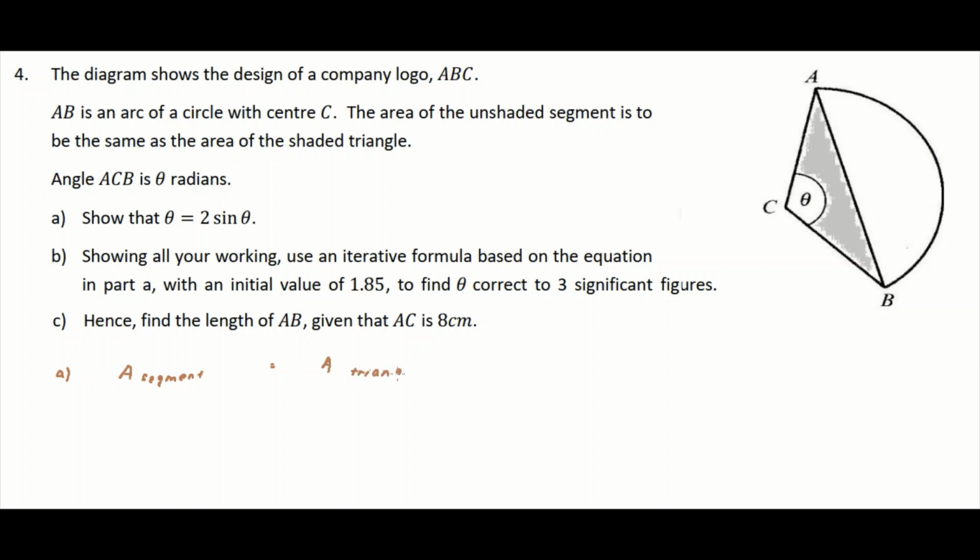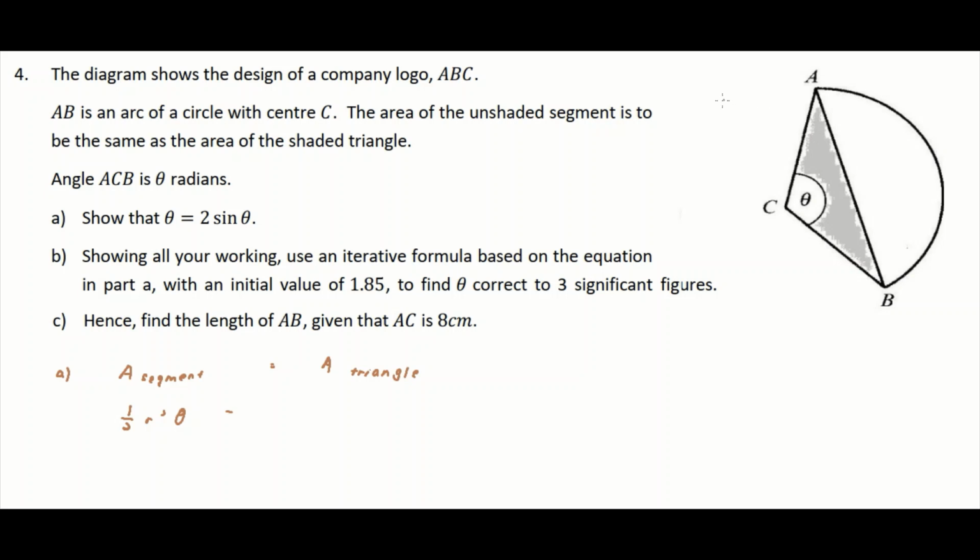So how do you find the area of a segment? A segment is basically the area of a sector minus off the triangle that you have. So the formula for a sector is 1 over 2 r squared theta. The theta is given here as your angle, so you can proceed with theta. Then you need to minus off the triangle that you have here.